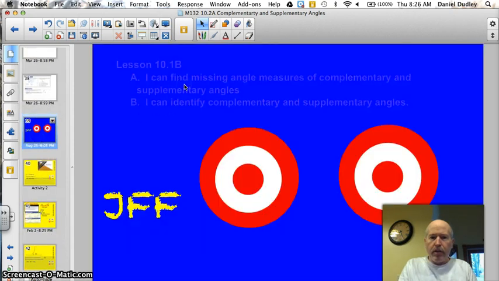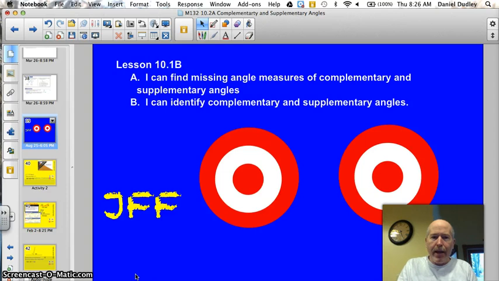Officially tonight, our two targets are 10.1A and B. A, I can find the missing angle measures of complementary and supplementary angles, and B, I can identify complementary and supplementary angles. Sounds pretty similar. That's why I grouped them together.